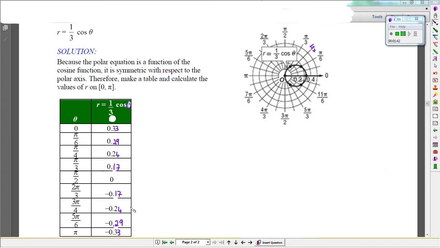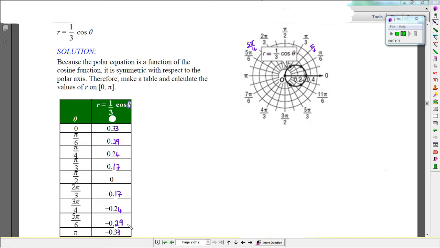Next point, we have 3 pi over 4, negative 0.24. So 3 pi over 4 will be between 2 pi over 3 and 5 pi over 6. From the center again, you're not going to follow the direction of your angle 3 pi over 4 since r is negative. You look across from that, so you will count negative 0.1, negative 0.2, negative 0.3, so negative 0.24 will be less than negative 0.3. Let's move on to the next point.